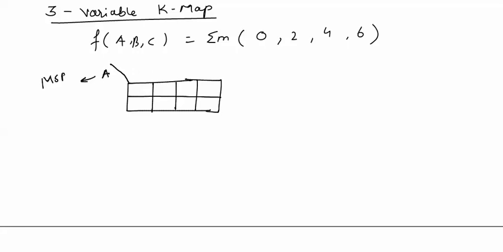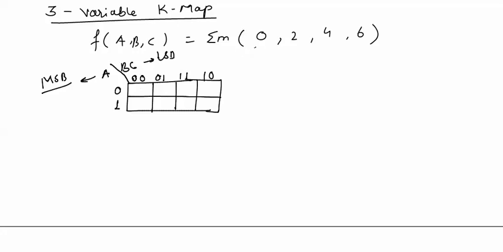Remember, always MSB will be written here and LSB will be written here. For BC, there will be two values: 0, 0. This 0 represents B bar, this 0 represents C bar. Next will be 0, 1. And remember, next will be 1, 1, not 1, 0. Because if you take 1, 0, it will create some problem while pairing and writing the expression for f. And then 1, 0. Here for A, first will be 0 and next will be 1.